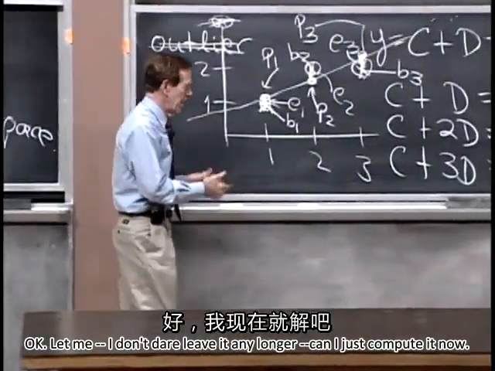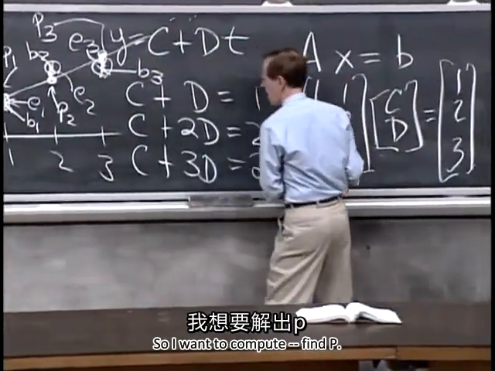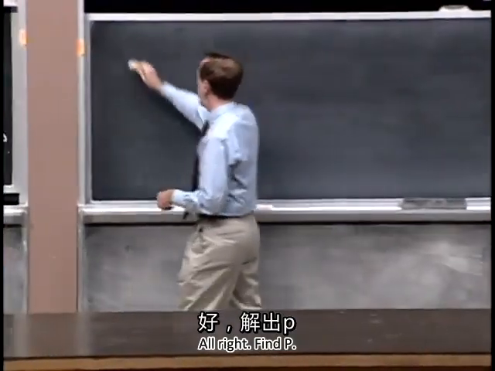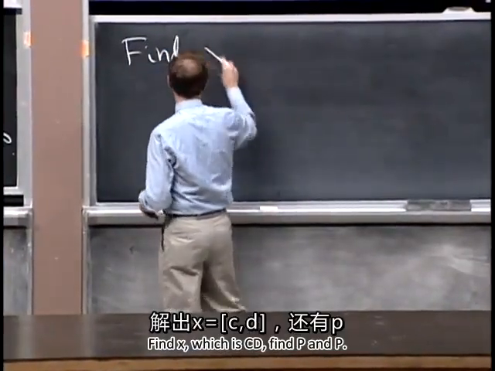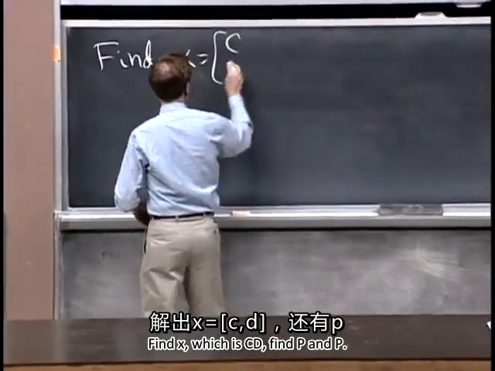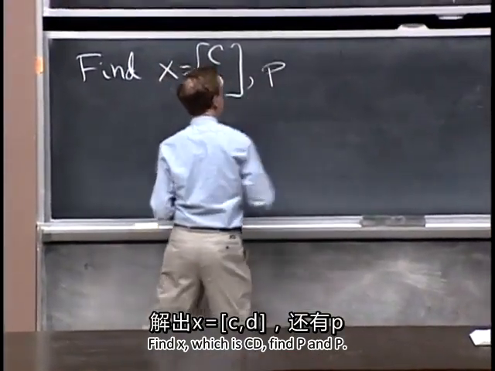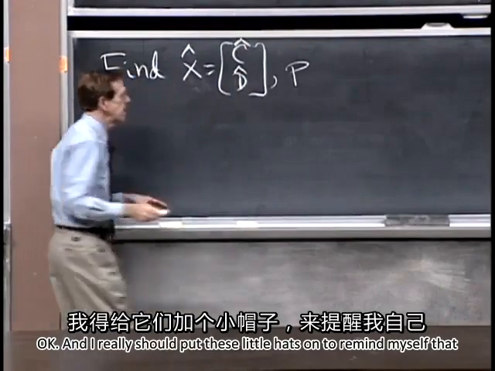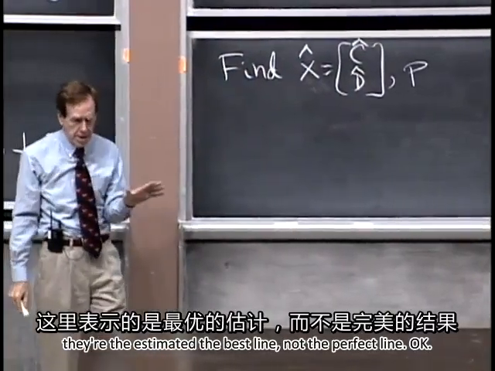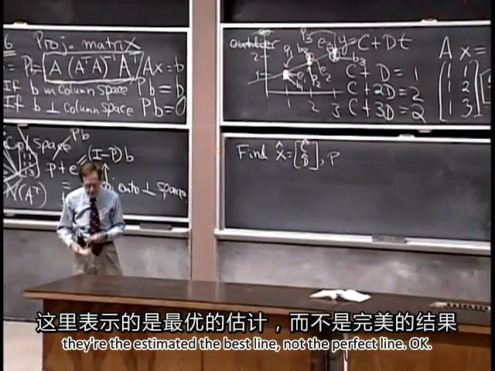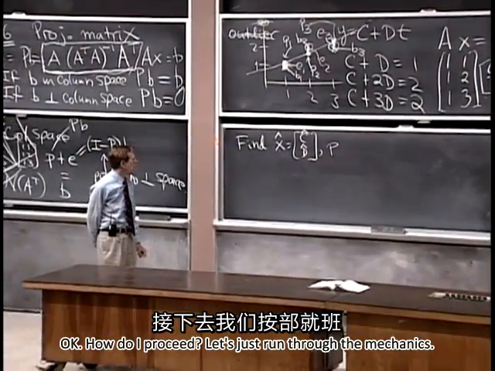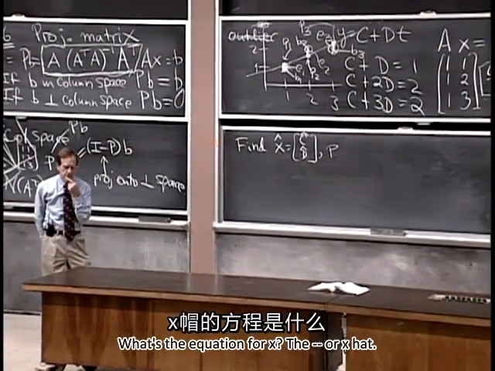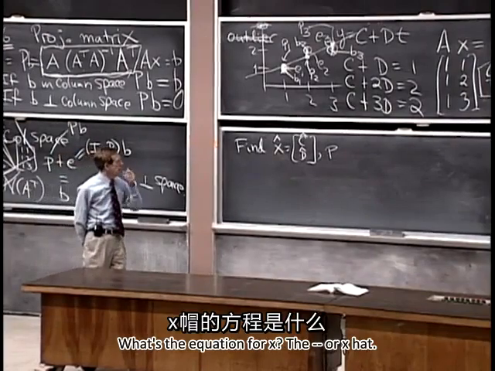Can I just compute it now? So I want to find P. Find X, which is C, D. Find X hat and P. I really should put these little hats on to remind myself that they're the estimated, the best line, not the perfect line. Okay, how do I proceed? Let's just run through the mechanics. What's the equation for X hat?